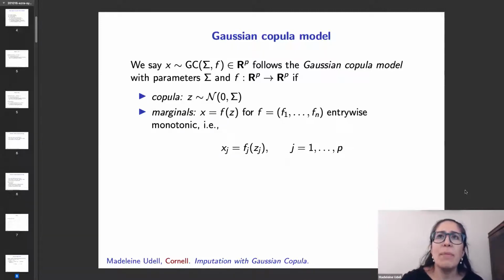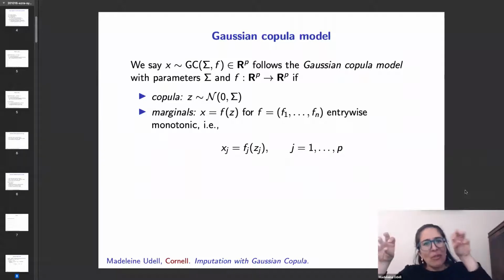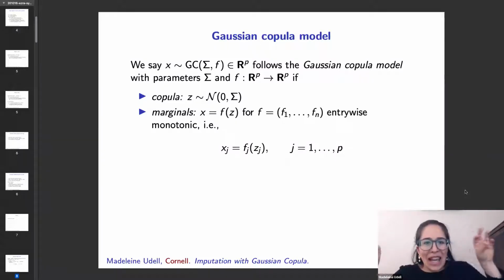Okay, so this marginal map is a collection of functions. Each of these functions is entry-wise monotonic and maps the corresponding entry of Z to the corresponding entry of X. I'm going to show you some pictures to make this make more sense. But basically, we've got this entry-wise mapping between elements of this Gaussian vector Z and elements of the X's. And basically what that mapping is doing is taking care of the marginal distribution of X.